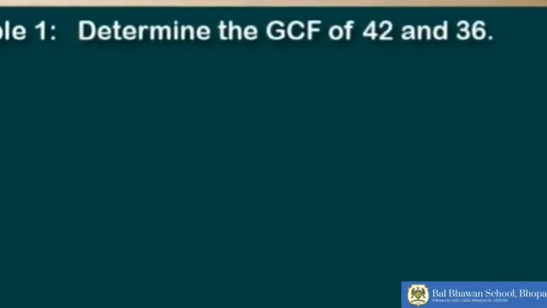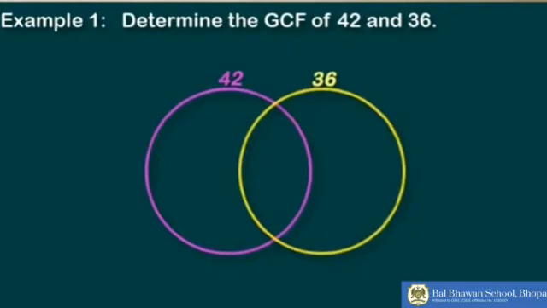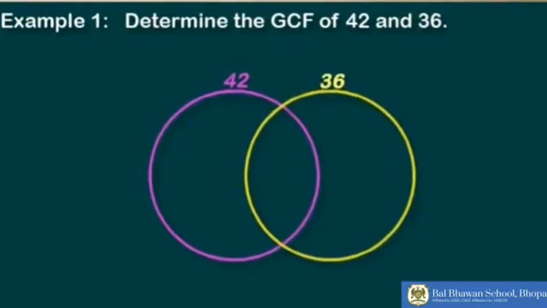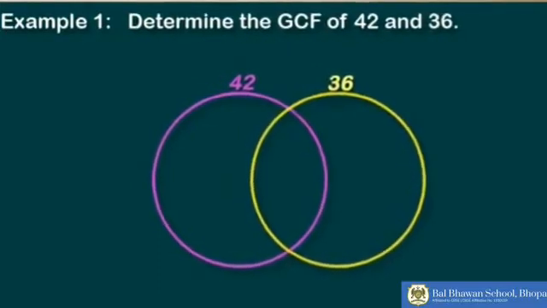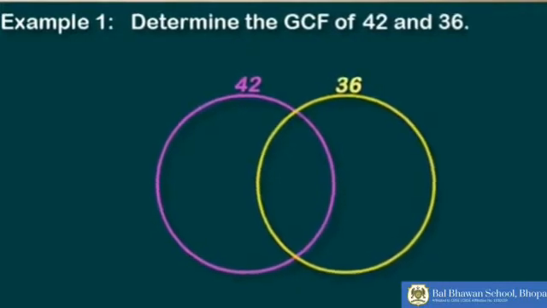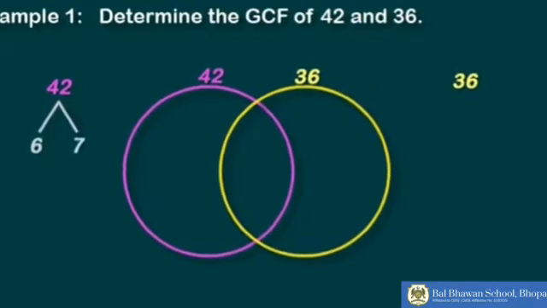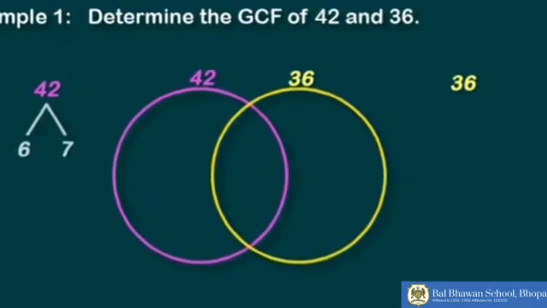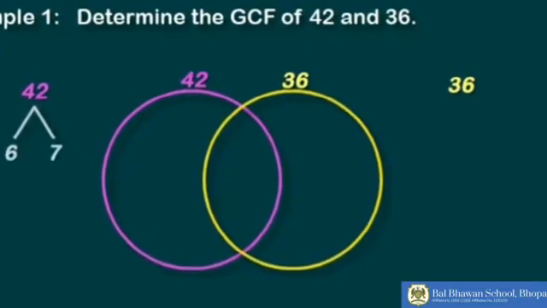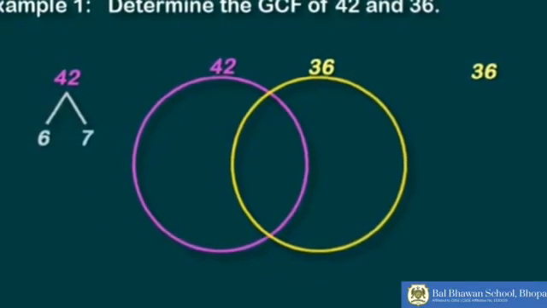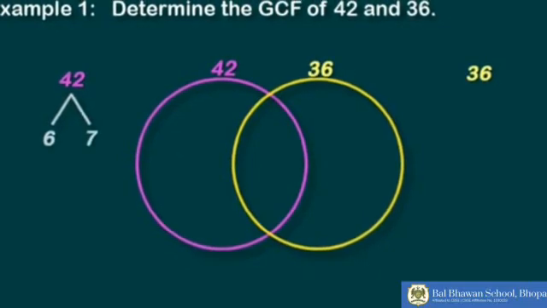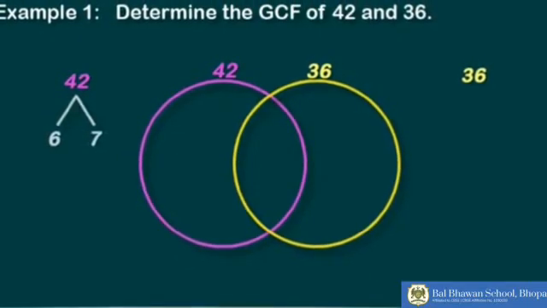Let us take a question to determine the GCF of 42 and 36 using a Venn diagram. We know that a Venn diagram can be drawn using circles. So here I have taken a circle for 42 and 36. On one side we will write the factors of 42 and on the other side the factors of 36. So, 42's factors are 6 and 7 because 6 sevens are 42.